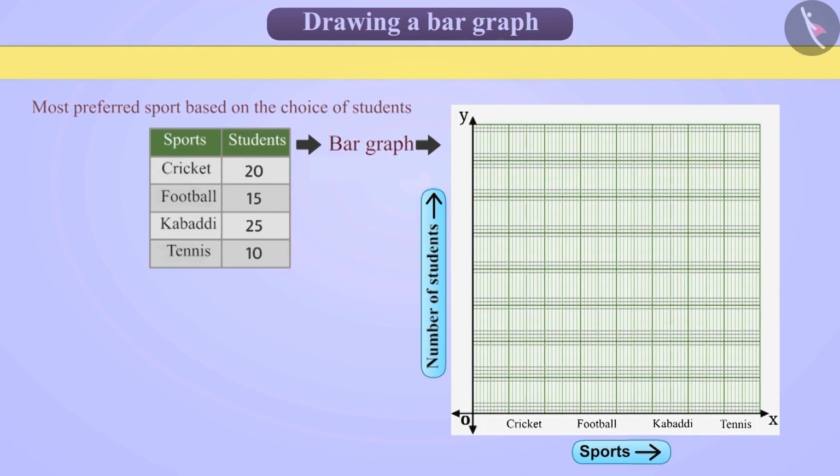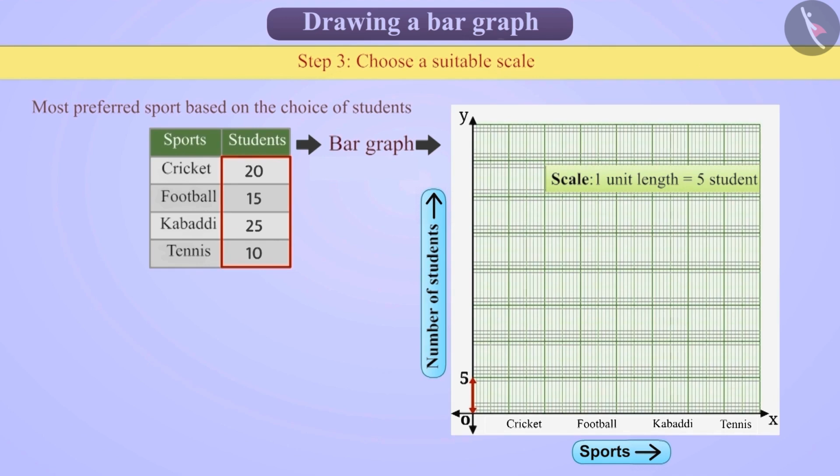Step 3. Next, we will choose suitable scale along the vertical line. Here, 1 unit length represents 5 students. Therefore, we will choose the scale as 1 unit length is equal to 5 students. You can choose a suitable scale based on the number such that if the number of students is very less, then you can take 1 unit length is equal to 1 student. Similarly, if the number of students are large, then you can take 1 unit length is equal to 10 students.